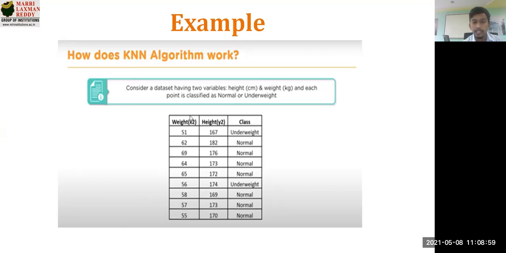Here you can see weight and height values are taken as x2, y2. The person having 51 weight and 167 centimeters height is categorized as an underweight person. Similarly, the person with 65 weight and 172 centimeters height is categorized as normal. This is how we have a training data set, and now the training data set is available.